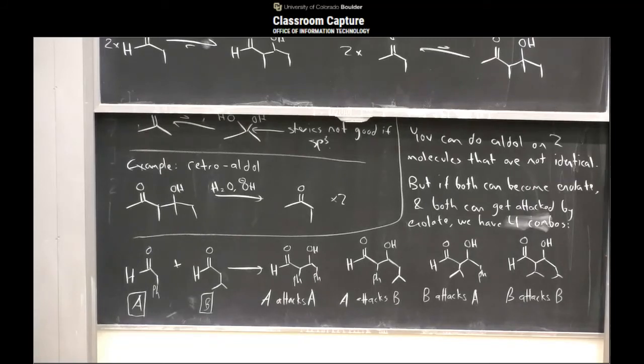Okay, so this is obviously very useless and messy to actually do in a lab. There's no point. I mean, you're getting four pretty chemically similar ones. Good luck separating those on a column. So we can minimize this happening if we are choosier about our molecules. We don't want both of them to be able to be an enolate. We just want one of them to be capable of being an enolate. And we just want one of them to be easily attackable.